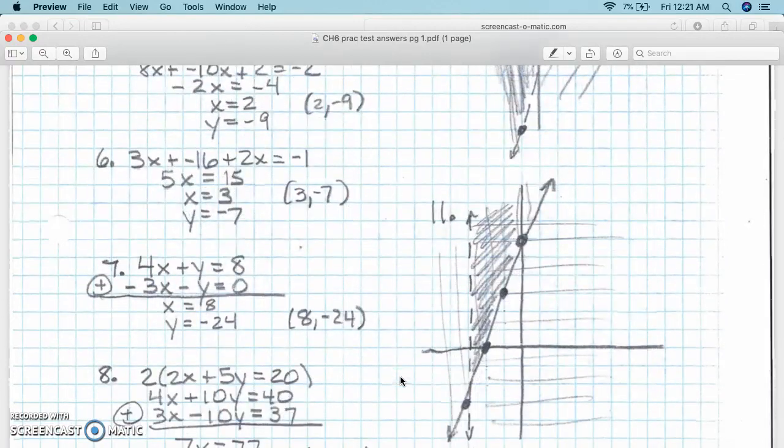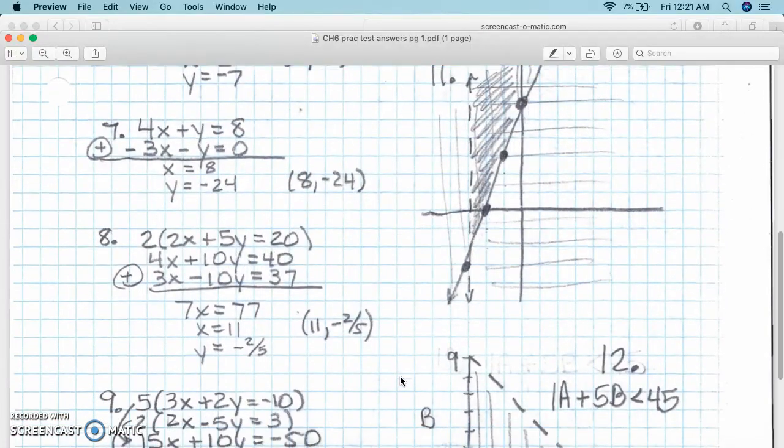For number 7, 8, and 9, we had to solve using elimination. So number 7 was already set up to solve using elimination. We just needed to add them together. And you should have gotten x is 8 and y is negative 24. For number 8, we needed to multiply the top equation by positive 2. And then we were able to add the two together and get the y's to drop and get x equals 11 and y equals negative 2/5.